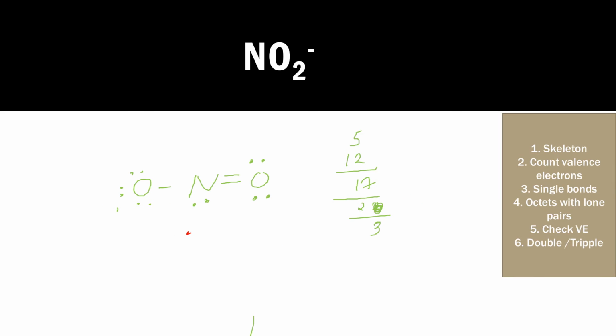Now move to the other one. There's one previously written down over here, so see what we can do. Don't worry about this one here, it is wrong. So what we can do here: first thing is the skeleton, NO2. Then count valence electrons. Nitrogen gives 5, oxygen gives 12, so 17.